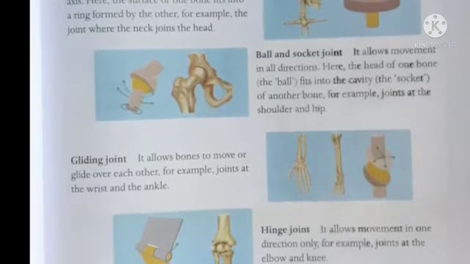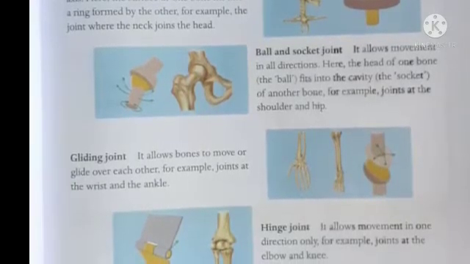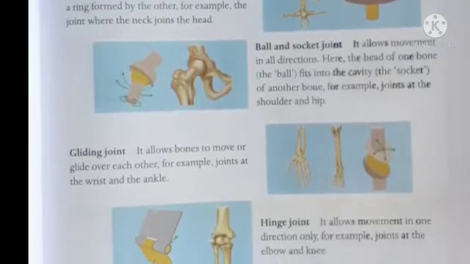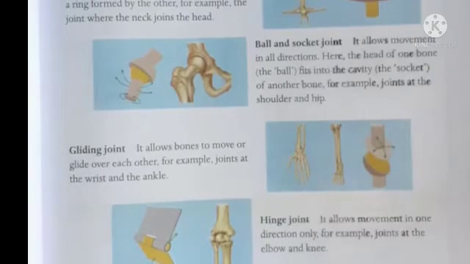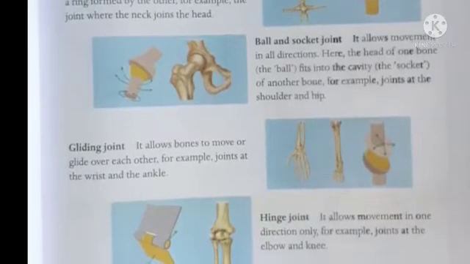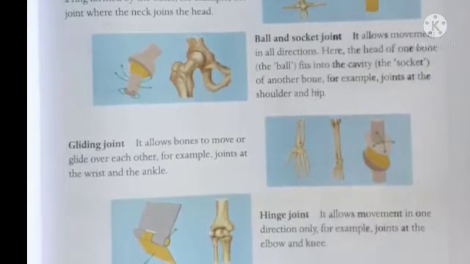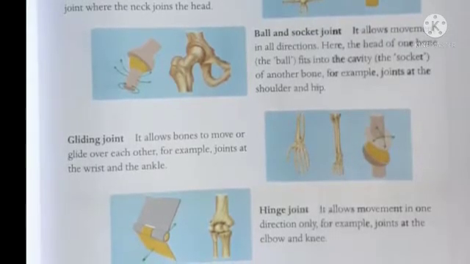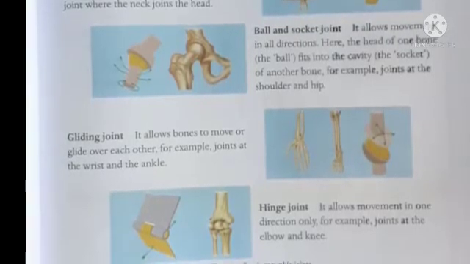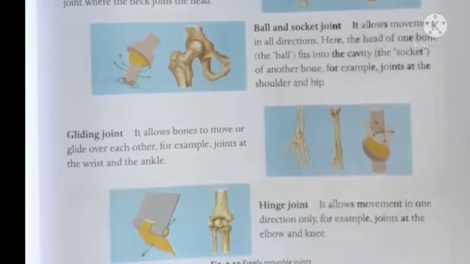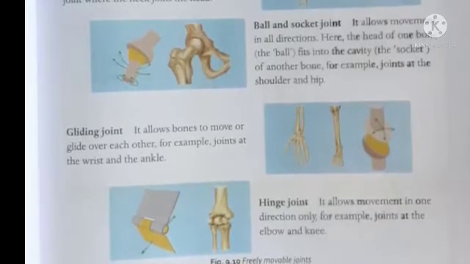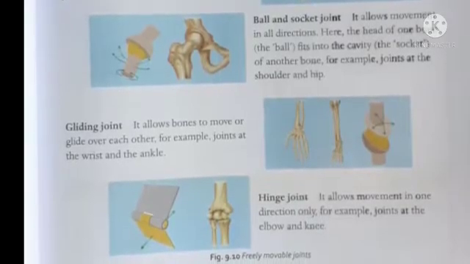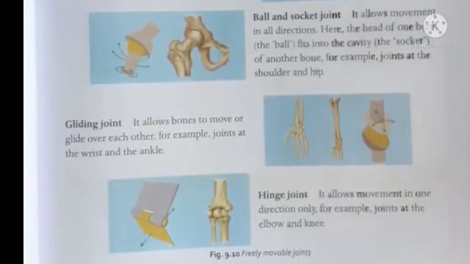For example, the joints at the wrist or the ankle. Now the next one is hinge joint. So hinge joint you all have seen in your doors, like the door where it was connected with the metal, that joint was known as hinge joint, as you can see in the diagram. Now it also allows the movement in one direction only. For example, the joints at the elbow and knees.